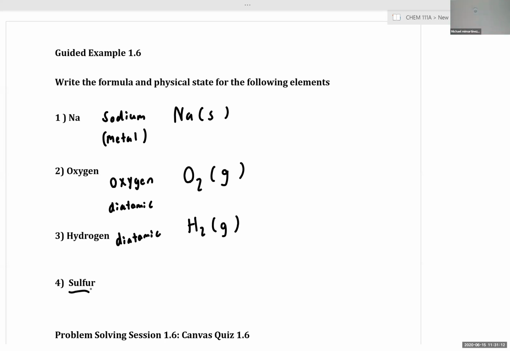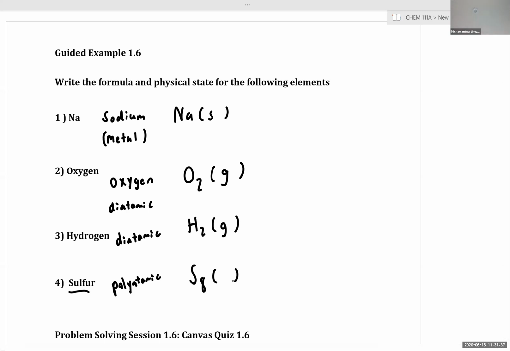This is one of the tricky ones that you may have to memorize. Sulfur is actually one of our exceptions. It's a polyatomic element and has the formula S8. Yep, exactly. And if we had to guess a state symbol, let's pretend we didn't know the state symbol.